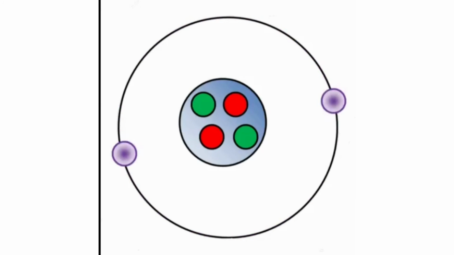They keep on revolving. The structure is similar to that of our solar system. You can imagine the nucleus as the sun and the electrons as the planets revolving around the sun. Now these subatomic particles of the atom also carry some charges. The protons carry positive charge, electrons carry negative charge, and the neutrons are neutral. They do not carry any charges.